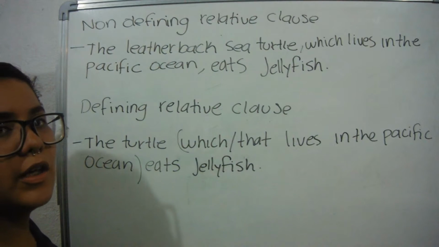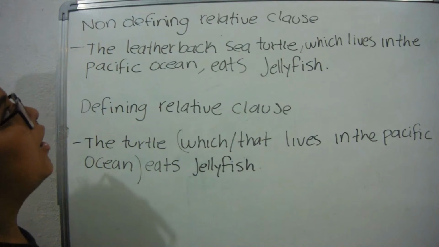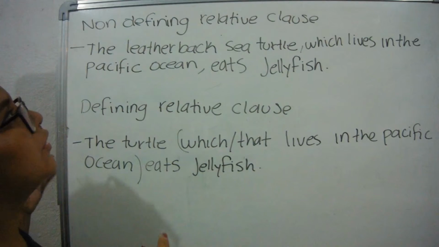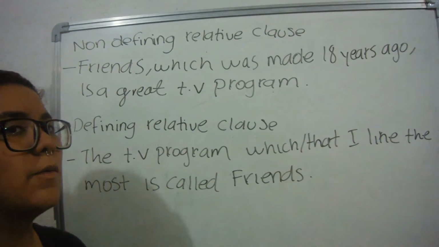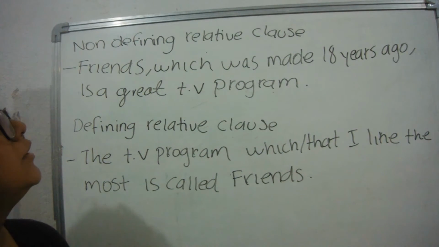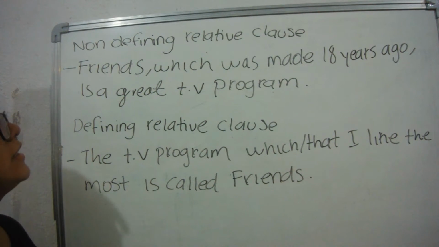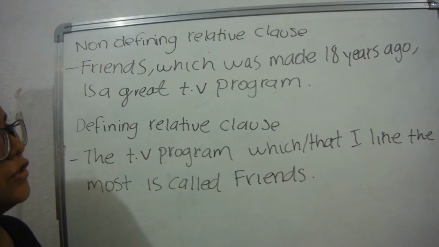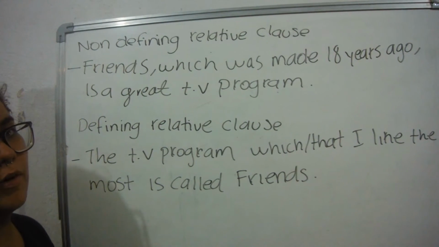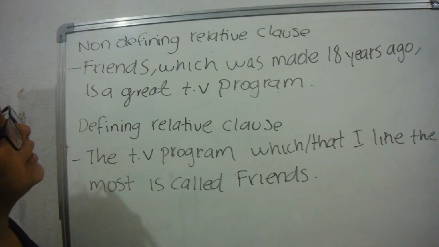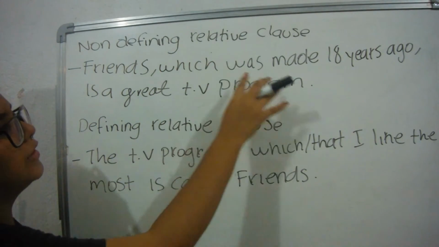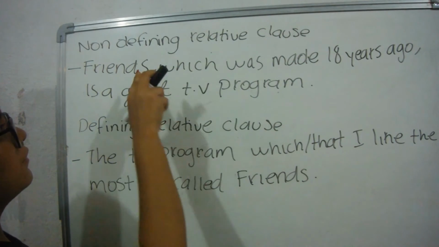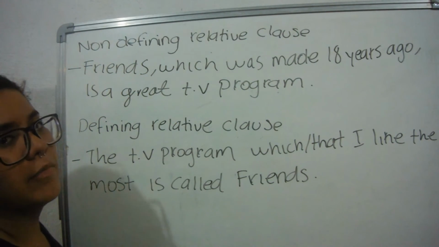Now we are going to see another example of how we can use the non-defining and defining relative clause. Here we have another example of non-defining relative clause. The sentence says, Friends, which was made 18 years ago, is a great TV program. The relative clause goes between commas. If we take out this part of the sentence, it says Friends is a great TV program, and it can stand by itself.